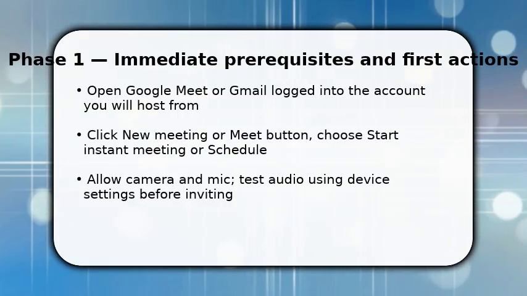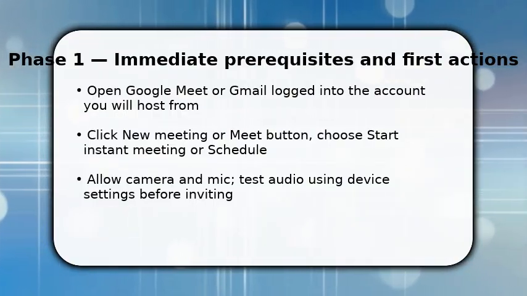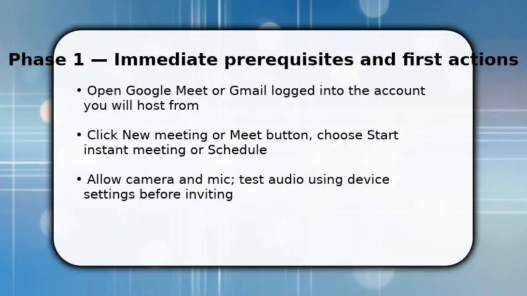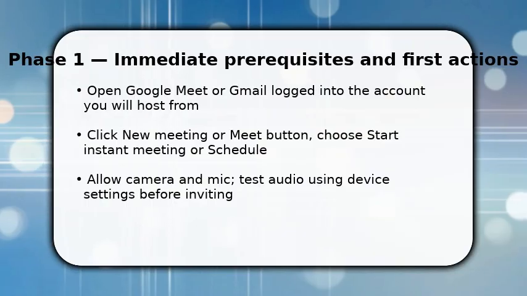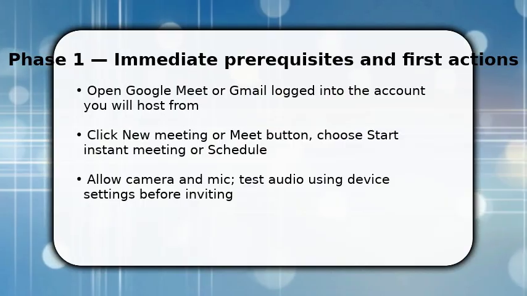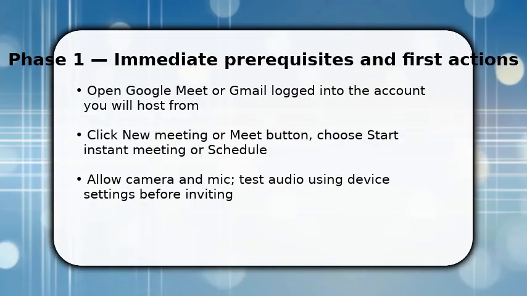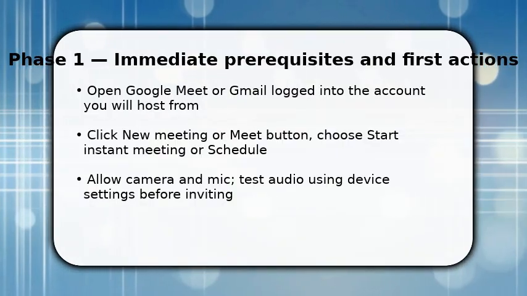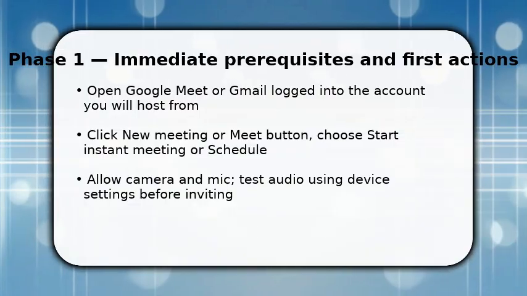You begin by signing into the Google account you will host with. This ensures calendar invites and recordings link correctly. Once signed in, open Google Meet or click Meet inside Gmail, then choose New Meeting and start Instant Meeting or Schedule in Calendar. Make sure to grant camera and microphone permissions so video and audio work. You want to confirm input and output devices now, because fixing them mid-call wastes time.